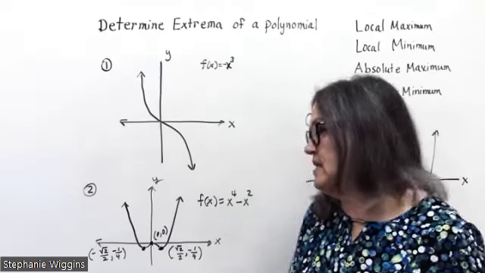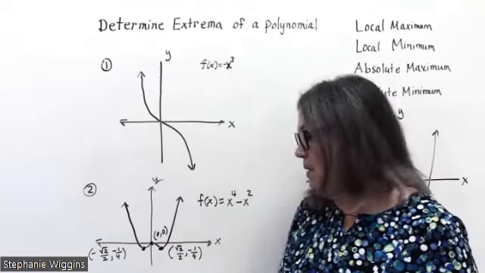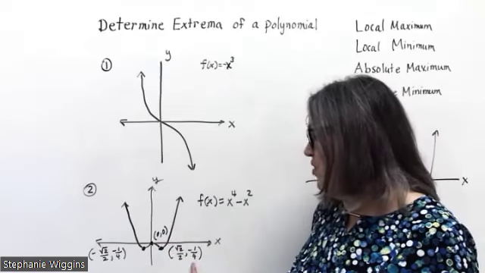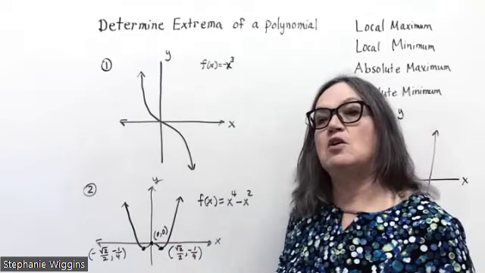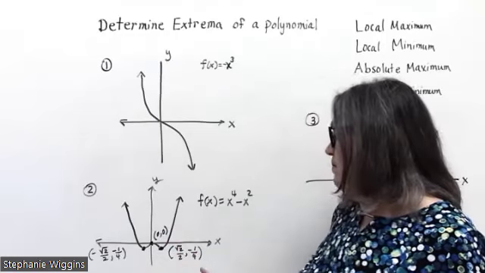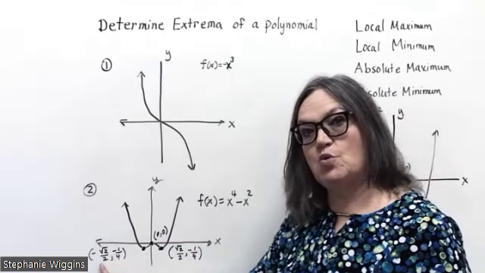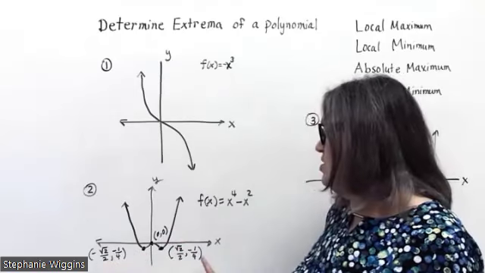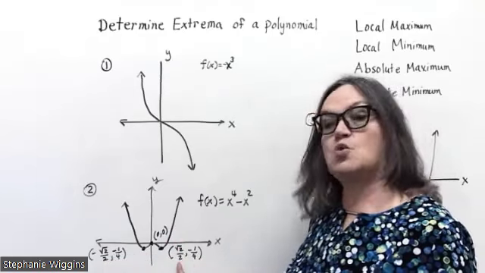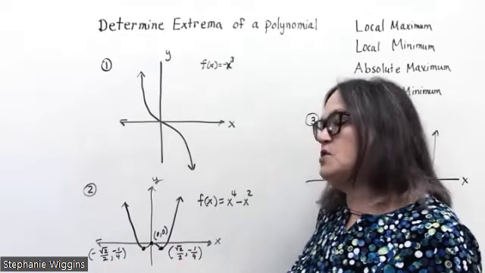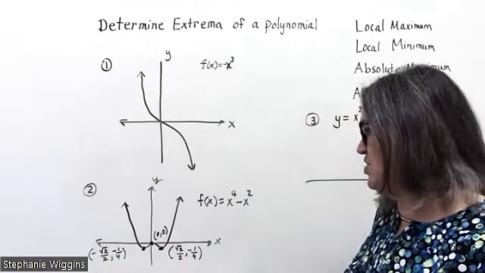So the way we say this is, we say that this function has an absolute minimum of negative 1/4 at square root of 2 over 2. And it has a local minimum of negative 1/4 at negative square root of 2 over 2. And then it also has a local minimum of negative 1/4 at square root of 2 over 2. So it's possible for local minimums to be absolute minimums and vice versa.